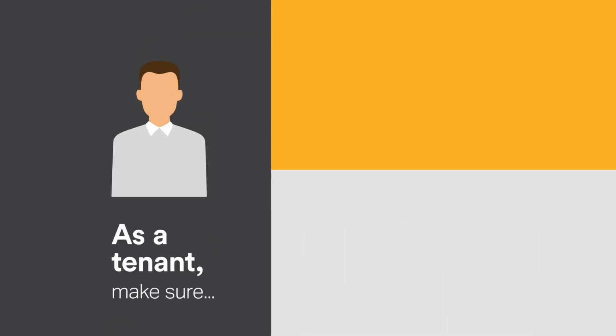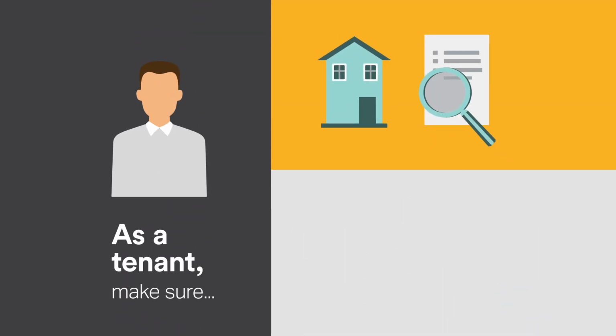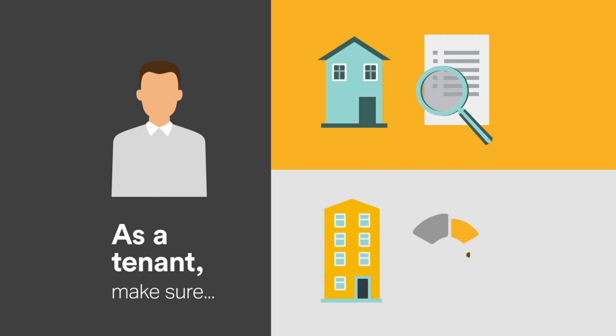As a tenant, make sure you read and understand the lease and disclosure statement. Where your lease is one of several premises in a particular building, make sure the outgoings are fairly apportioned in the lease by reference to the lettable area of your premises.